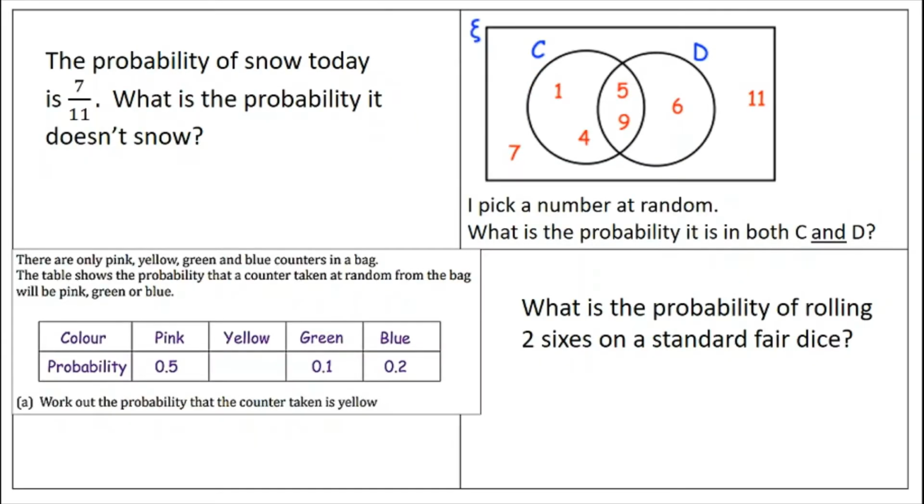Okay, we have 4 starters on screen now, so give yourself about 3 or 4 minutes to have a go at these, and then unpause it for the answers.